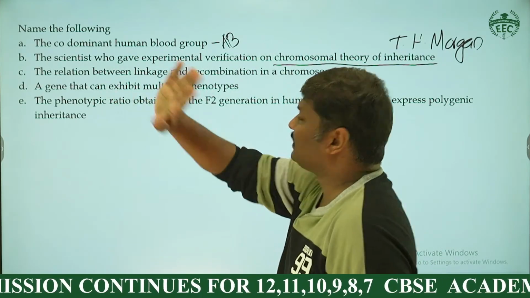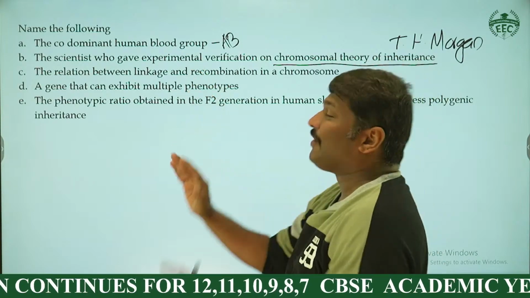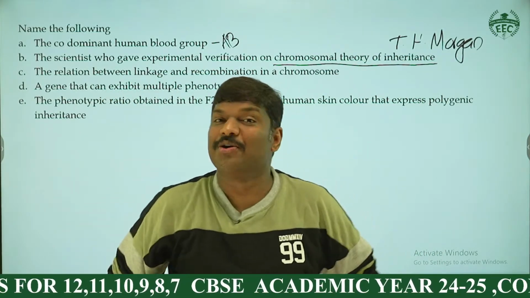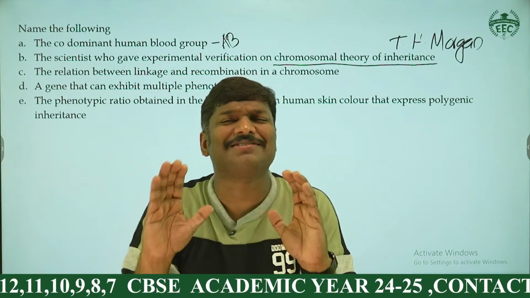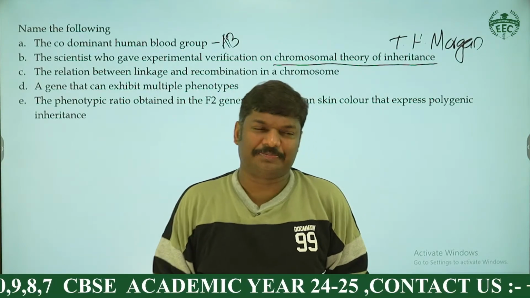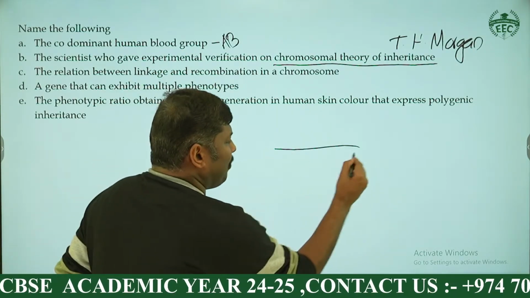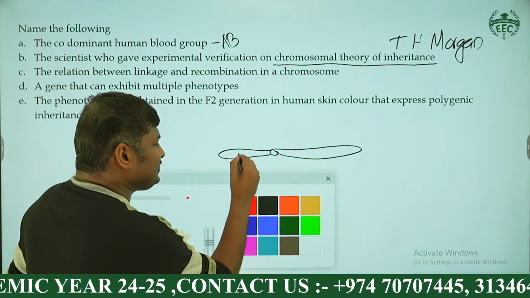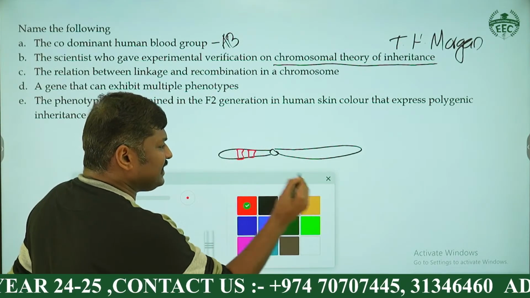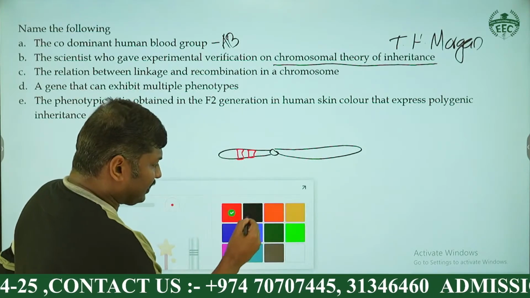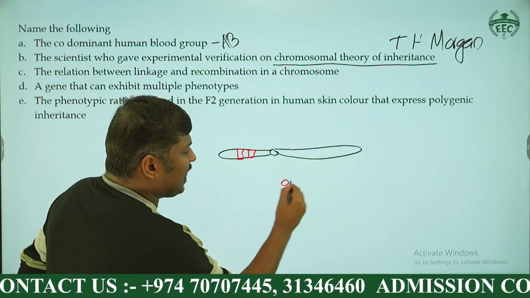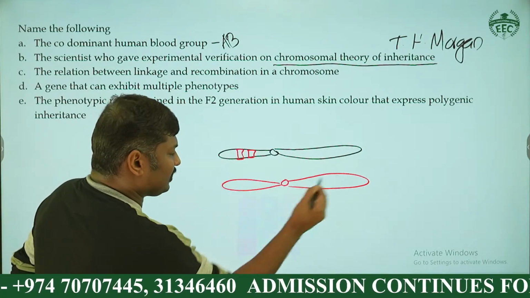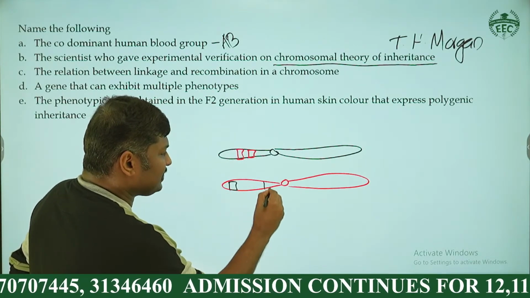And here you can see the third question: the relation between linkage and recombination, an important question, my dear student. What is linkage? Look at the board. In a chromosome, if this is one gene and this is another gene. And here, this is another chromosome, and this is one gene and this is another gene.